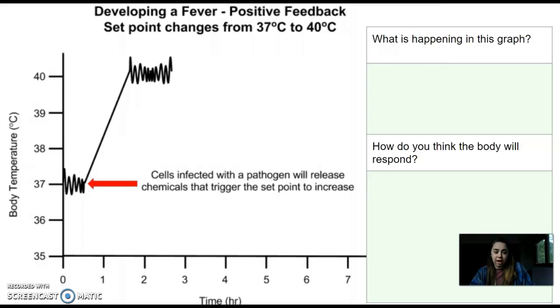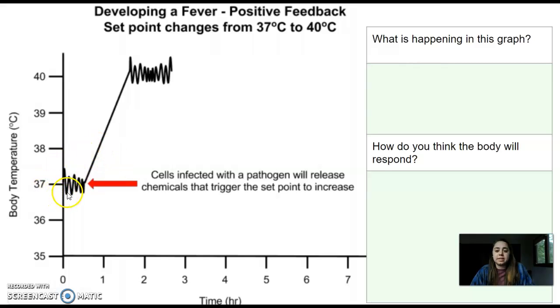Now we have a new graph. So when you go back to your slide, you can see this new graph. On this graph, my time is now in hours. My y-axis is still body temperature. So what's happening here is I have this graph on the left that's very similar to the graphs we were just looking at, but squished and zoomed out.